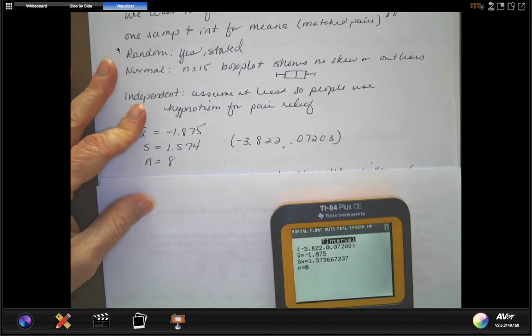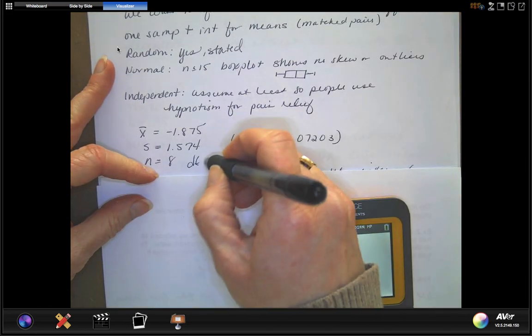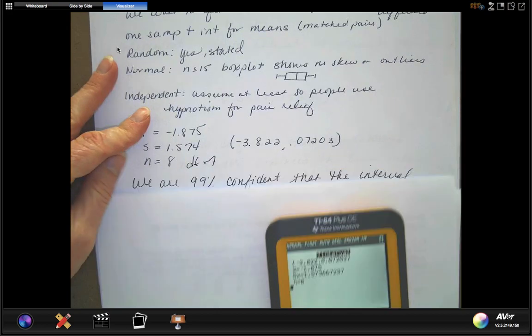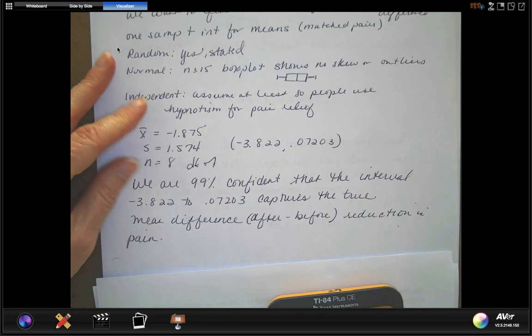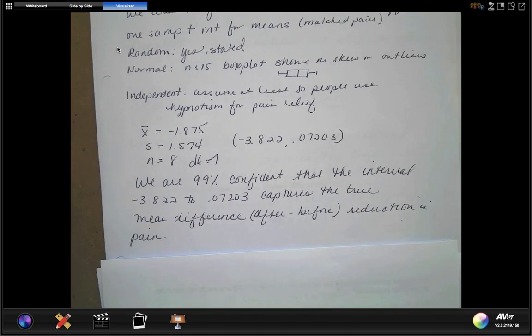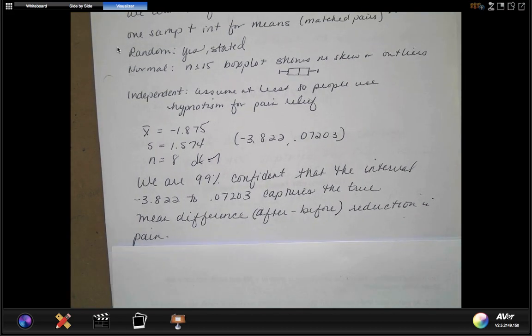So again, those are my outputs. They give me the degrees of freedom. There's my interval. So you're 99% confident that the interval from negative 3.822 to 0.7203 captures the true mean difference after minus before.